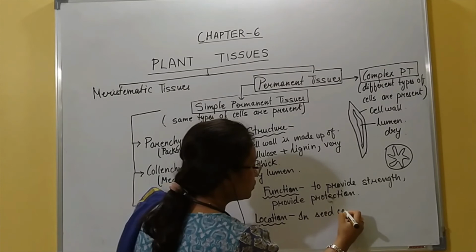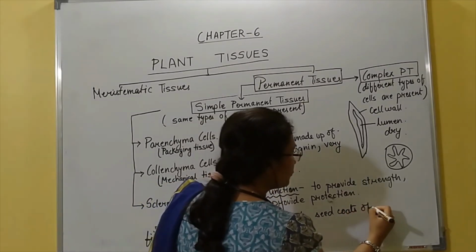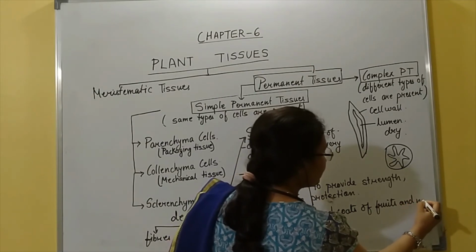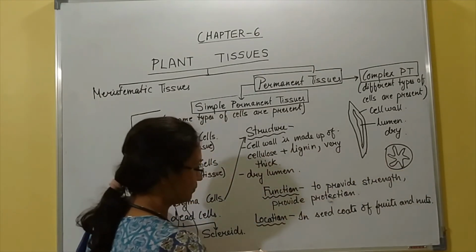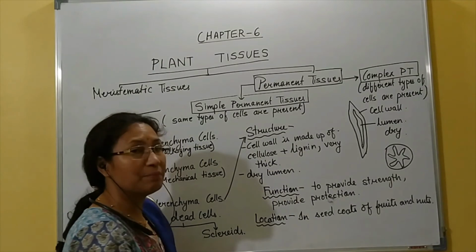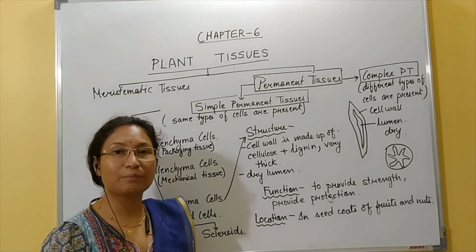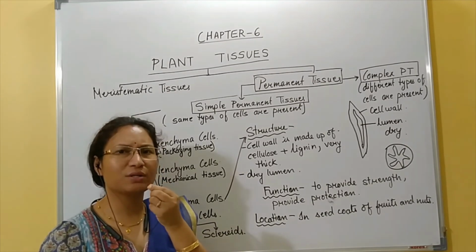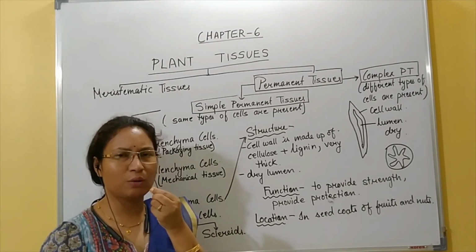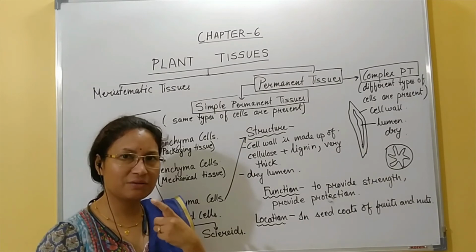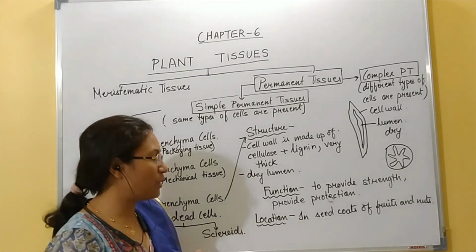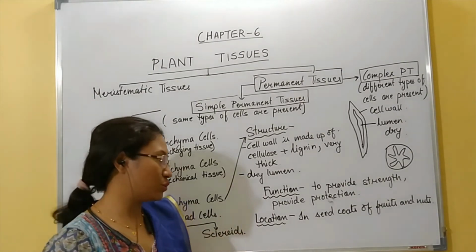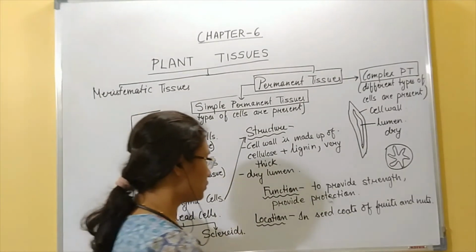In seed coats of fruits and nuts. Then in some kinds of fruits also. For example, when we eat pears, we find some gritty or sandy thing in our mouth. So that grittiness that we feel in our mouth is due to the sclerenchyma cells which are present in that fruit. So it is present in certain fruits also.